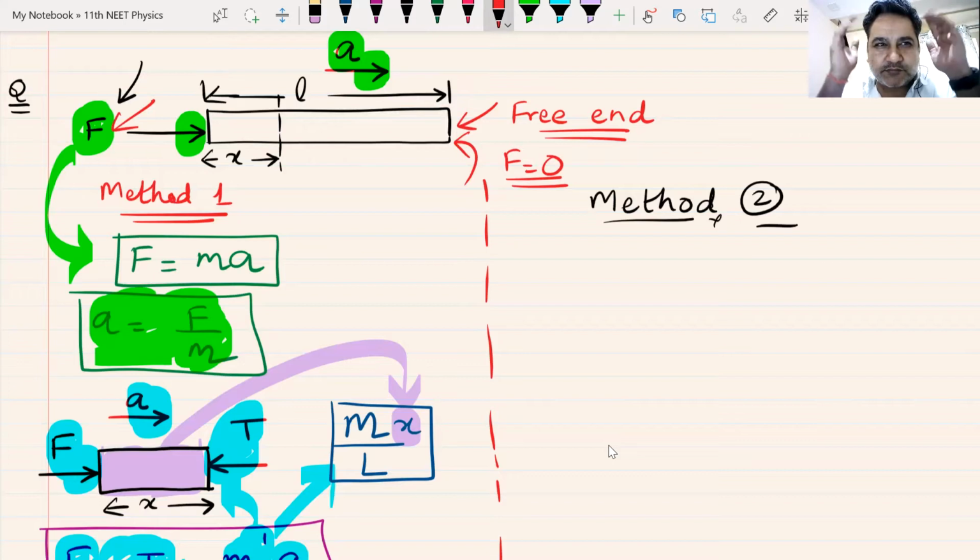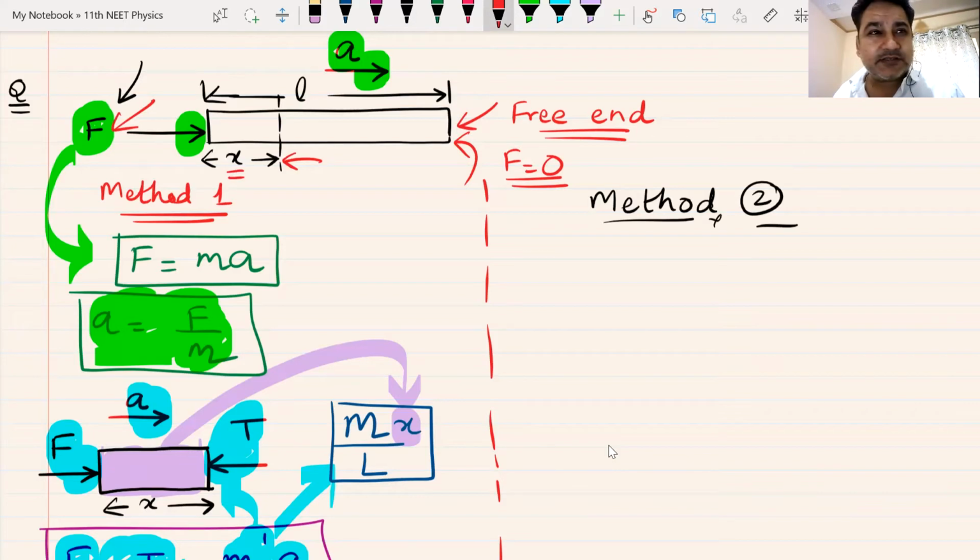Apply common sense. What will be the force at half point? F by 2. What will be the force at a distance 3 by 4? F into 3 by 4. What will be the force at a distance of 1 by 4? F into 1 by 4. So from there, you can get the answer. Am I clear? So this is how you can get the answer.